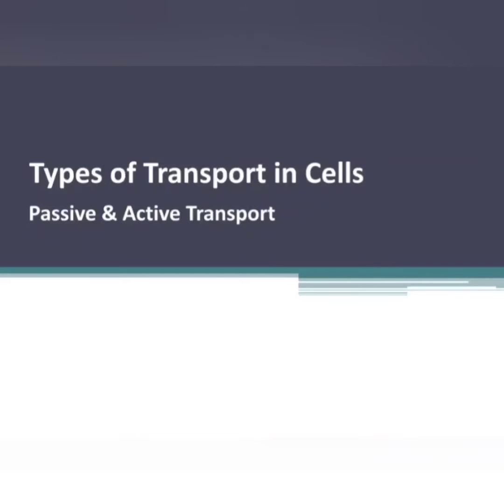Just like animals and human beings, who need to be transported from one place to another place to fulfill their needs, materials need to be transported inside the cell and outside the cell to fulfill the needs that they require. So there are two types of transport in a cell. The first one is passive transport, another one is active transport. We are going to start with the first, passive transport.